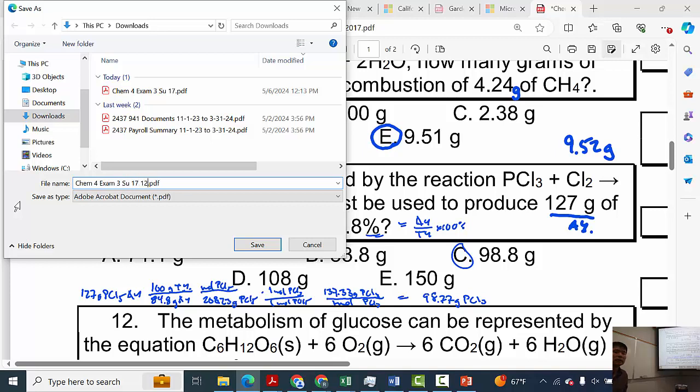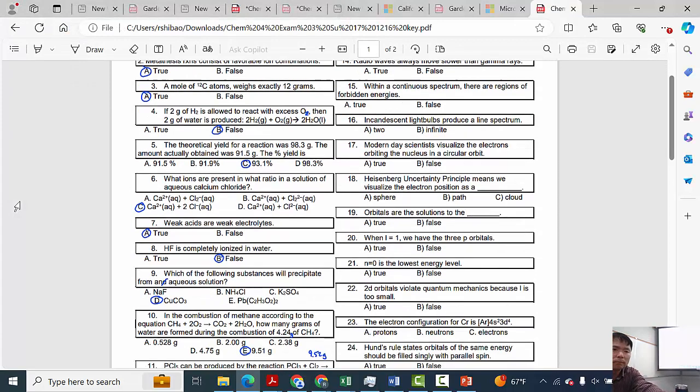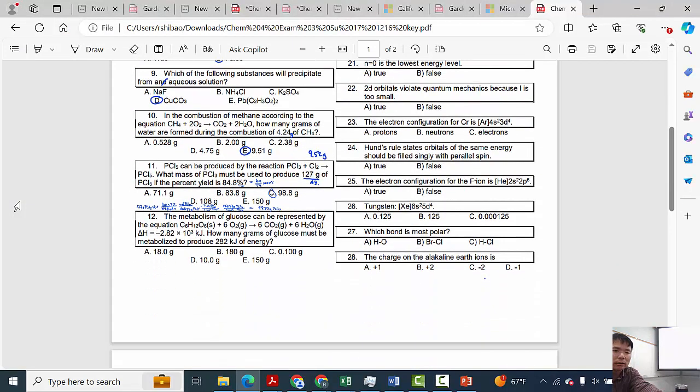Can we do the percent yield, or the ratio of 100 over 84.8, at the end? Like do the whole thing first. Yeah, you could do that at the end. That's fine too.